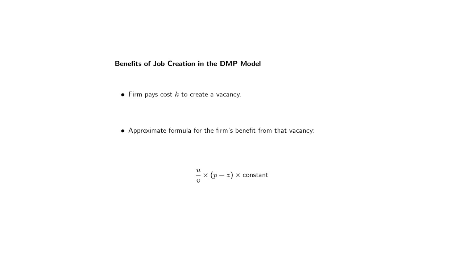And I'll have to tell you what P minus Z is in a moment, times some constant term you don't need to worry about. If you're used to working with this model, this version of the formula might not be familiar to you. It's an approximation that works well for standard parameterizations. And I have some technical notes online if you want to see how you get to this formula.